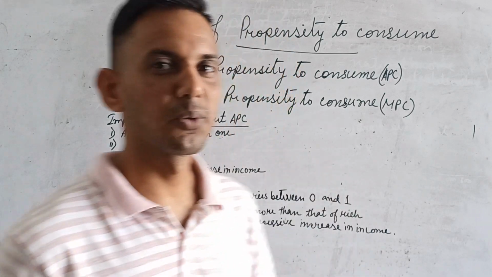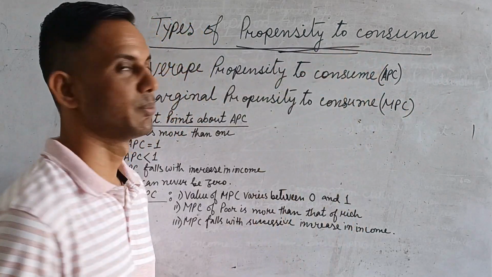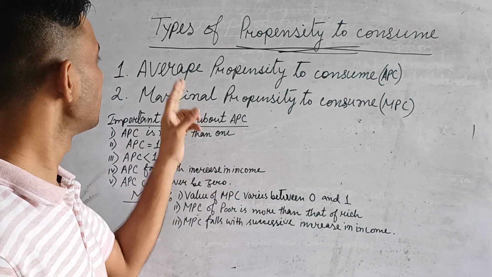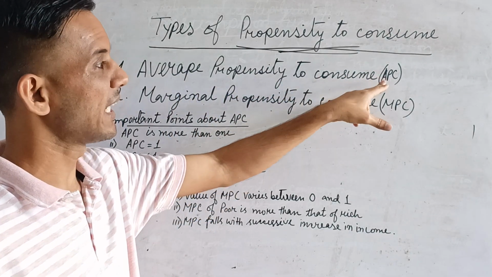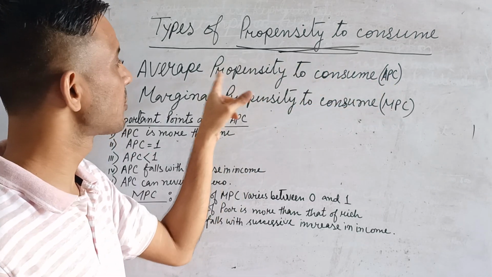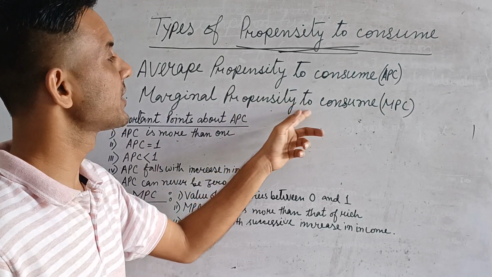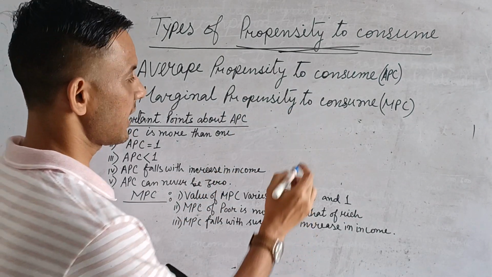Hello, today we are going to discuss the types of propensity to consume. There are two types of propensity to consume. One is average propensity to consume, which is called the APC, and the other is marginal propensity to consume. Okay, so first you see the APC.